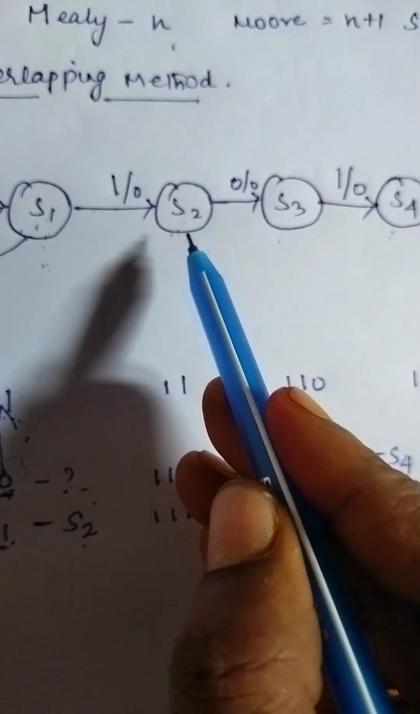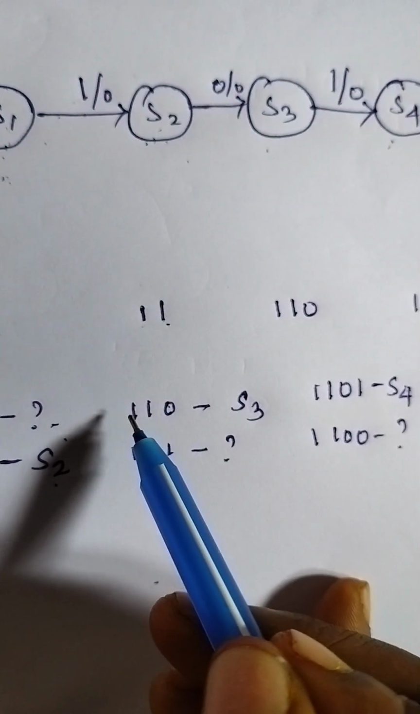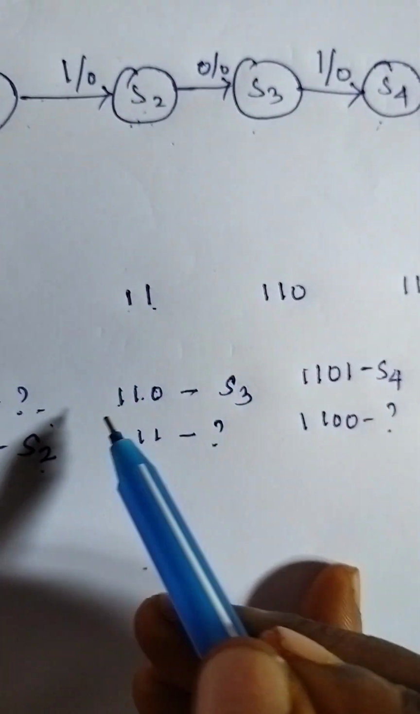Next, I have taken S2 equal to 1 1. Again I am taking an option 1 1. Same bit I have taken.